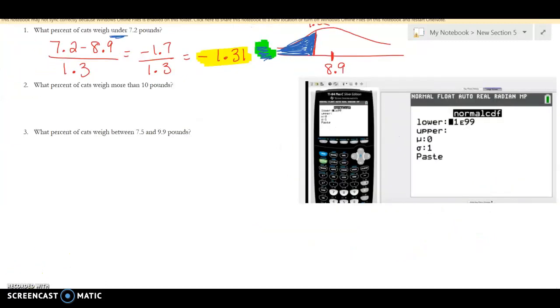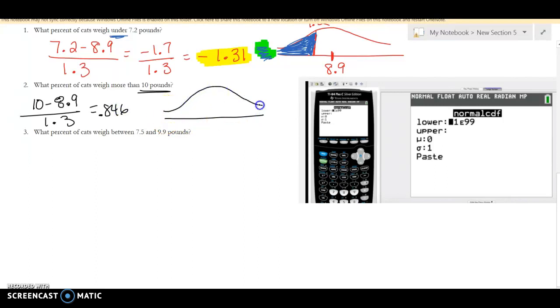Okay, for the next one, I'm going to do the same thing. Cats that weigh more than 10 pounds. I have to start off by finding my z-score. 10 minus 8.9 divided by 1.3 is 0.846. Now if I drew my normal model, and I'm going to actually use 0 and 1 because I think that was confusing up here, I am 0.846 z-scores away, but you see this, it says more. So this time I'm shading to the right.